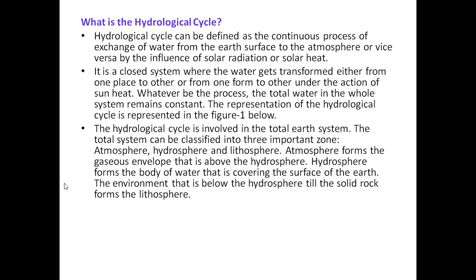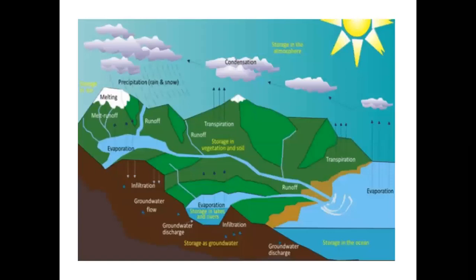So hydrosphere forms the body of water that is covering the surface of the earth. The environment that is below the hydrosphere till the solid rock forms the lithosphere. Actually, we studied all these things in our lower classes, but here I just want to repeat your knowledge. Now, this figure gives a clear picture of what the hydrological cycle is. Here, I will explain step by step.